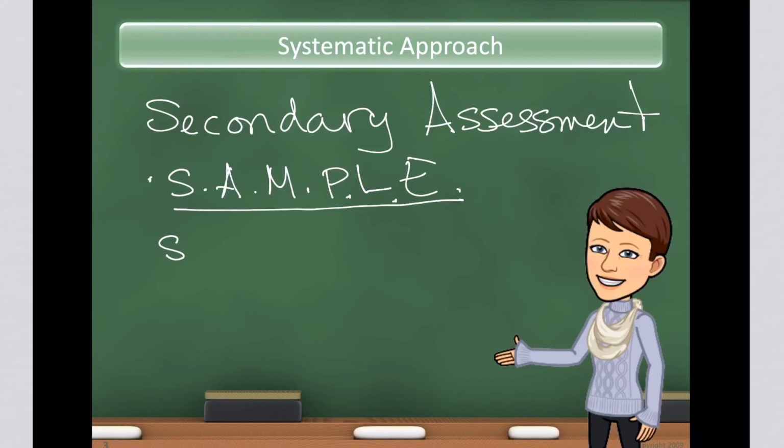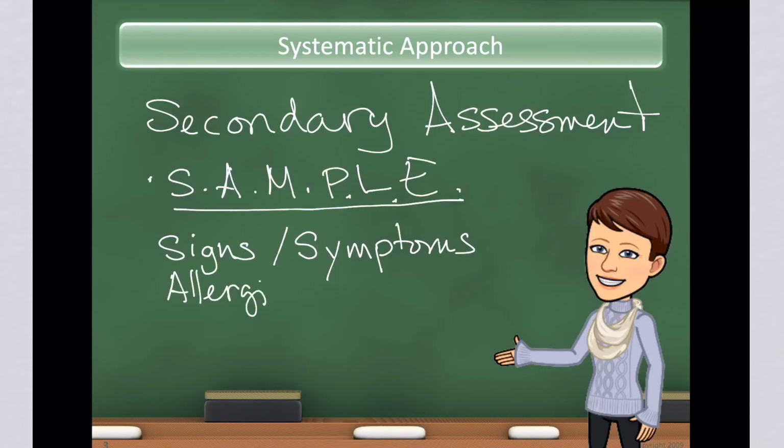So S is for signs and symptoms. So what's going on with your patient? What are they telling you? What do you see when you look at your patients? A is for allergies. And by the way, in case it's not clear, SAMPLE is all about the history. What's the history? It might be the history of the present illness, and it might be the history of their past medical history, but either way. Signs and symptoms, allergies, medications.